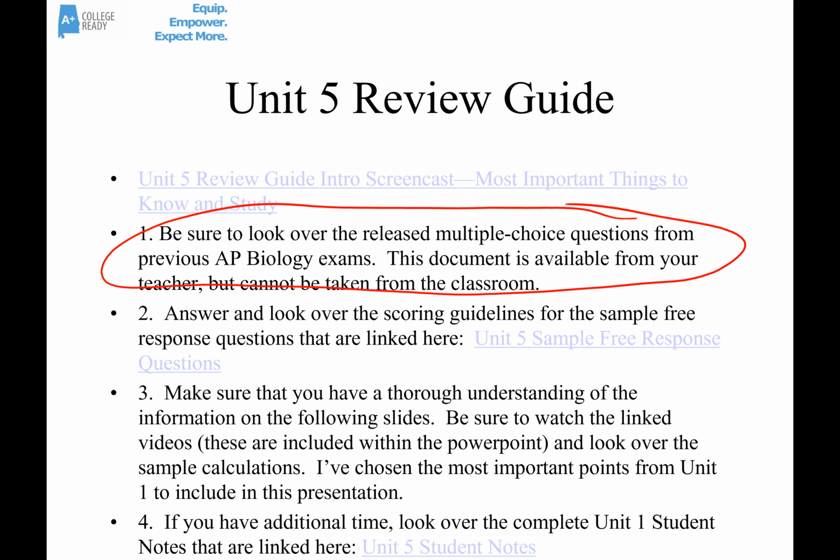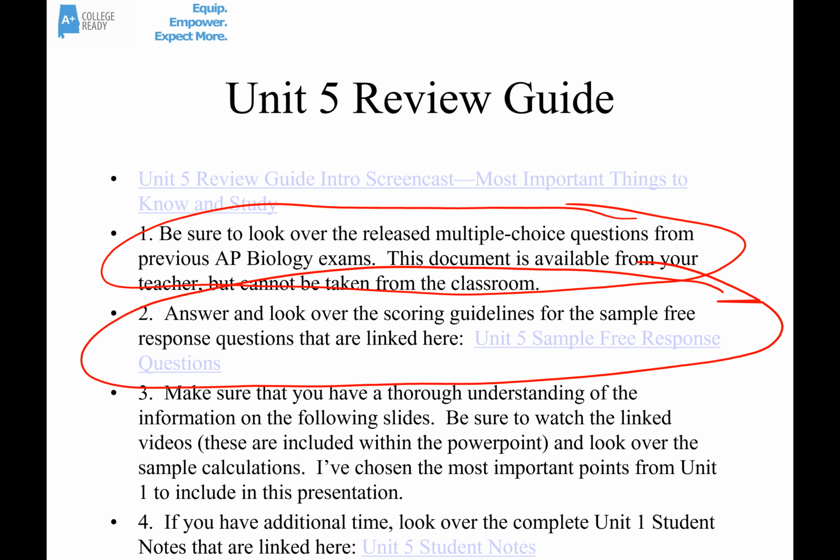In every Canvas unit, there's a folder for released multiple choice questions, and it will have all of the questions related, in this case, to Unit 5 that have been on the AP exam since 2013. Make sure that you take time to look over that document, figure out why the right answers are the right answers and why the wrong answers are wrong. Again, you can't take that document out of the classroom, but make sure you take the time to look through it. Second most important thing you can do is look over some sample FRQs.